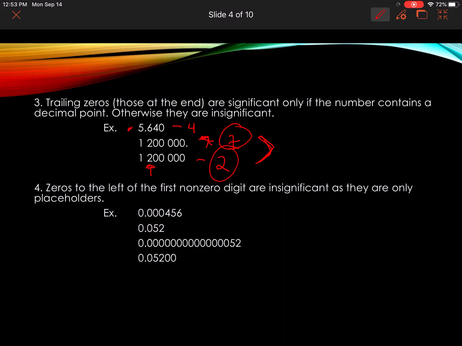Number 4, zeros to the left of the first non-zero number or digit are insignificant as they are only placeholders. So we don't count them as significant. They're just showing us where the placeholder is for the value of the numbers. So for example, the first one here, I've got 3 zeros in front of that 4, 5, 6. Those are just placeholders, so I don't count them. So this one has 3 sig figs.